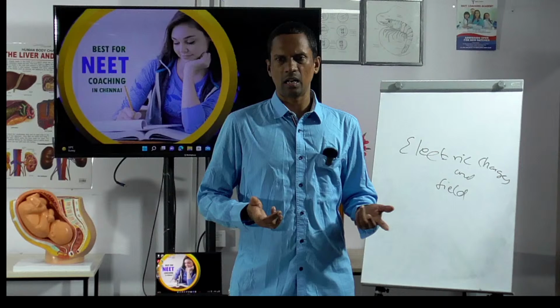When you are heating, what will happen? The temperature of the material will increase. So when you increase the temperature of the material, what will happen to the resistance of the conductor and semiconductor? The resistance of the conductor will increase. For the semiconductor, it will decrease. Why?